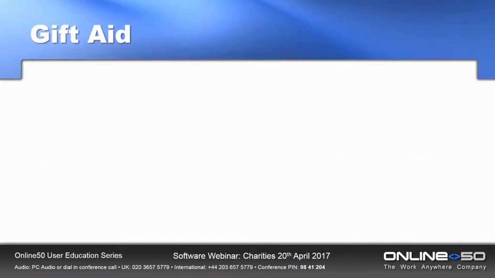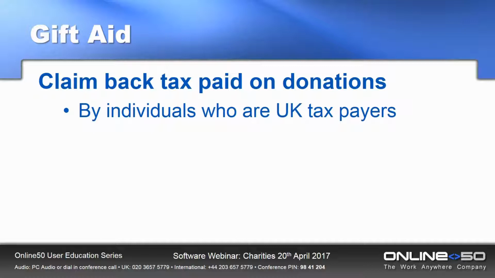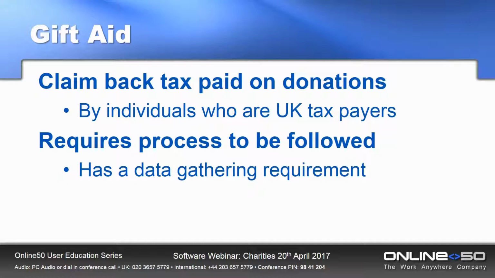So with gift aid, charities, provided they're registered with HMRC, can claim back tax paid on donations by individuals who are UK taxpayers. Now, of course, they can't just write to HMRC and ask for the money. They require a process to be followed. There's a data gathering requirement that's got to be included, and that process has been designed in for Sage 50.